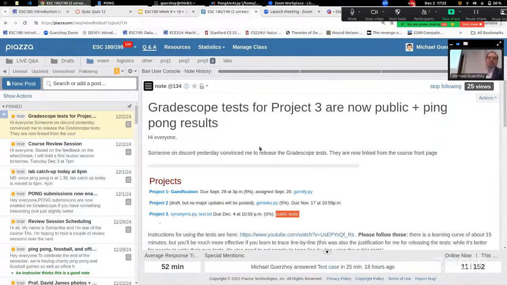So yesterday on Discord, people convinced me to release the tests that we're currently using on Gradescope for Project 3. It's a bit of a balancing act because I really do think it's a little artificial if you know the tests. It's better if you write them yourselves. At the same time, people were asking so nicely. So I decided to release them.